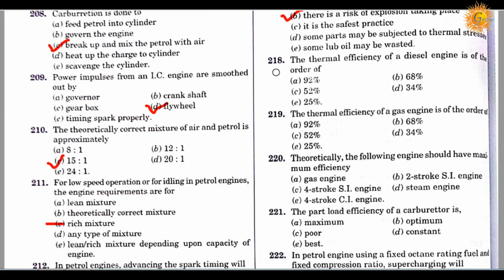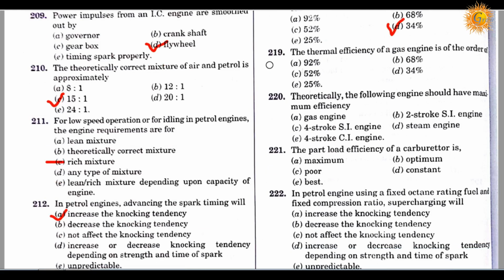Question number 218. The thermal efficiency of a diesel engine is of the order of option A, 92%, option B, 68%, option C, 52%, option D, 34%, option E, 25%. So the correct answer is D, 34%.